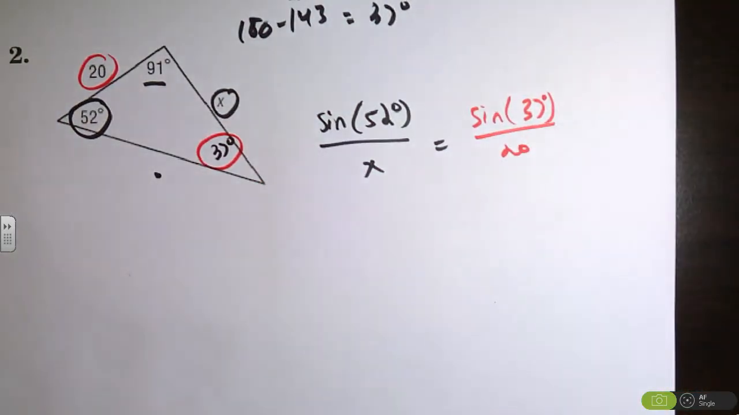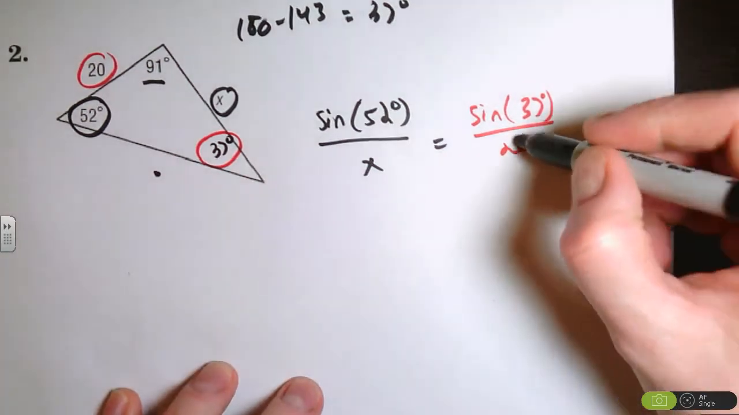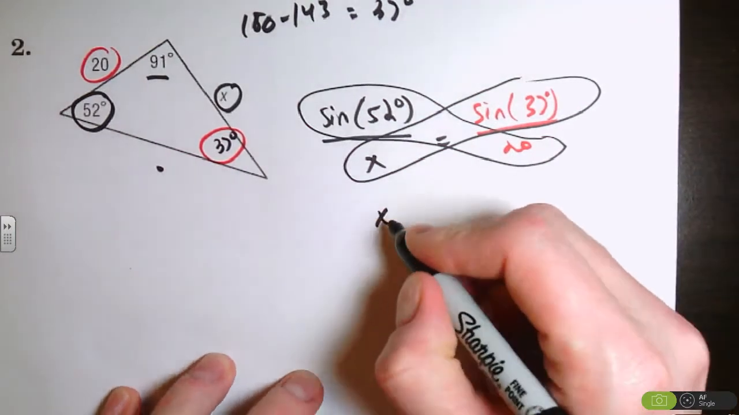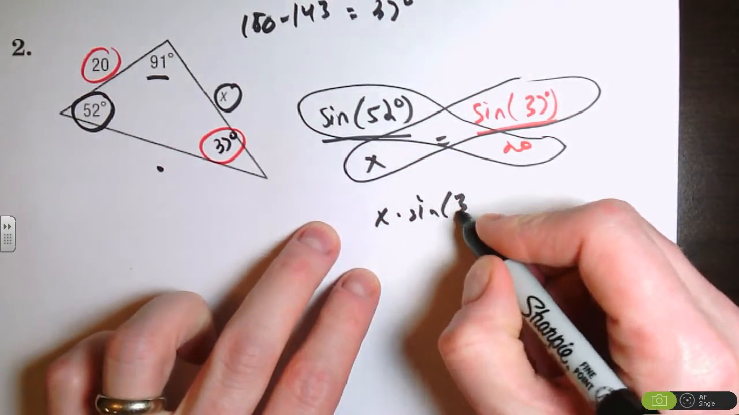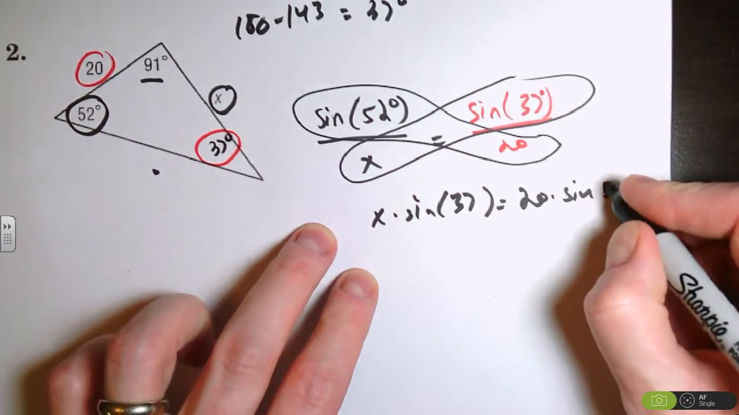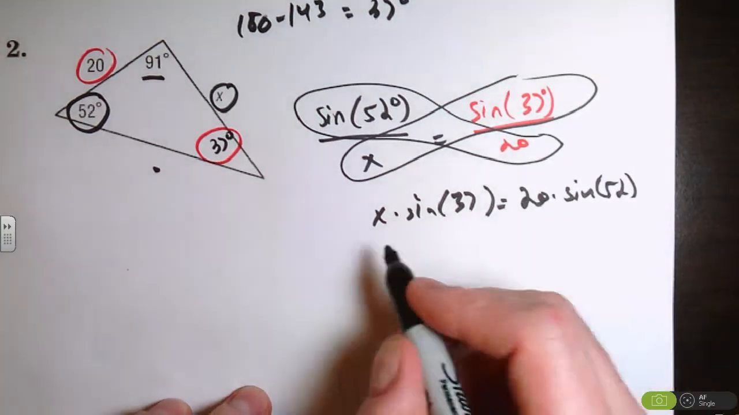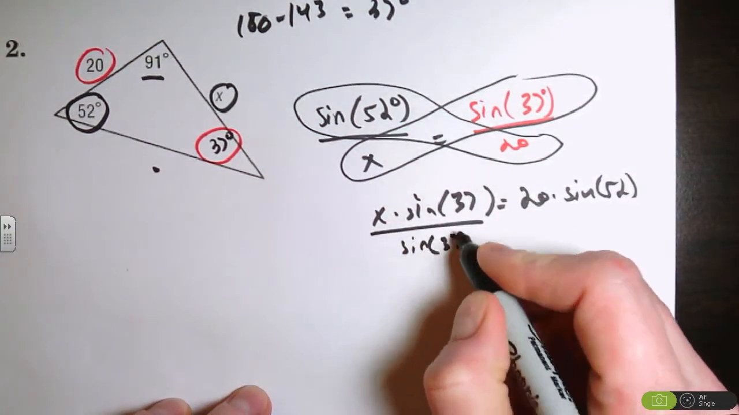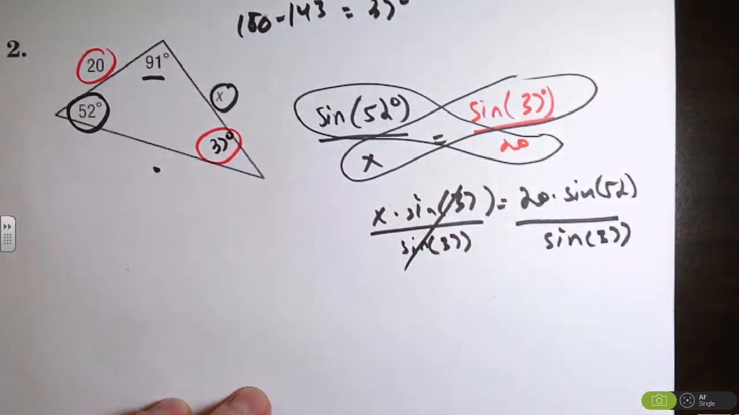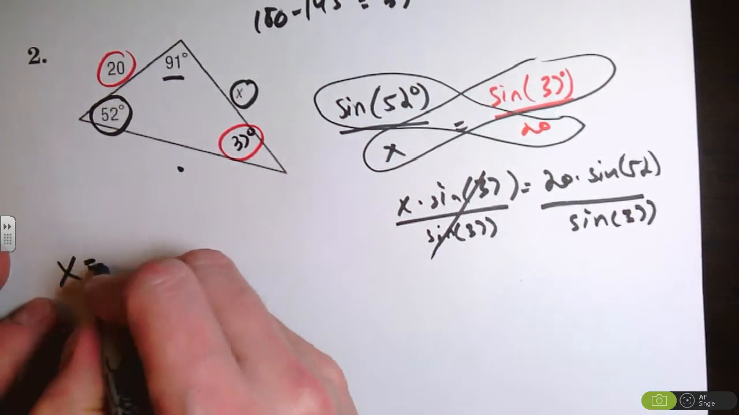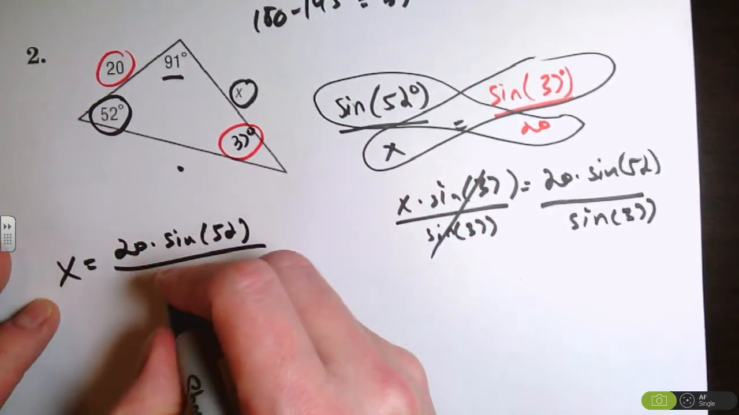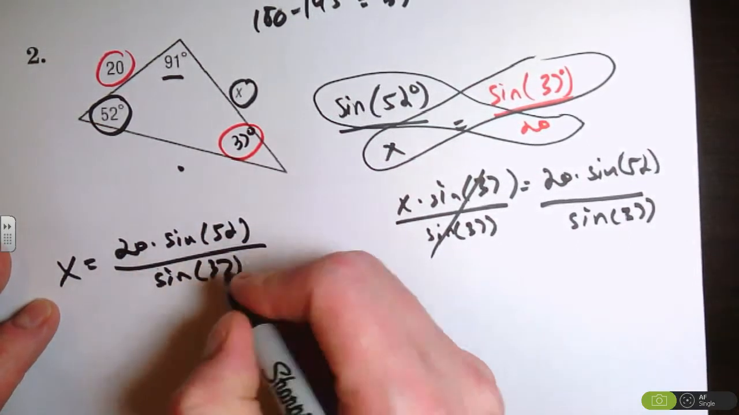Okay. And now in order to solve for x, I can cross multiply. So x times the sine of 37 equals 20 times the sine of 52. And then to solve for x, divide by the sine of 37. So its exact answer is 20 times the sine of 52 over the sine of 37.